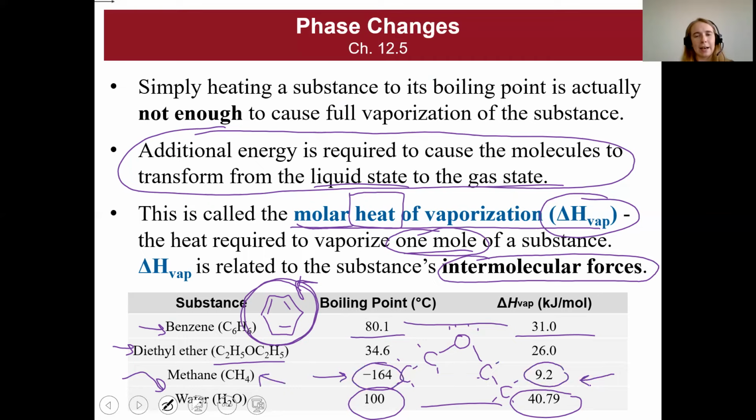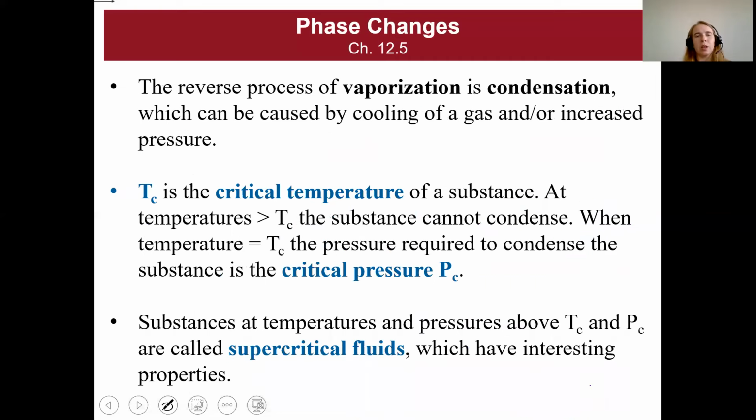So let's keep going. The reverse process of vaporization is called condensation, as you probably know. And condensation can be caused by cooling a gas and/or increasing the pressure of the gas. So we could have both, or one or the other. Both can cause condensation, cooling it to a low temperature or increasing the pressure to a really high pressure. Both of those cause the gas molecules to come back together and condense into the liquid form.